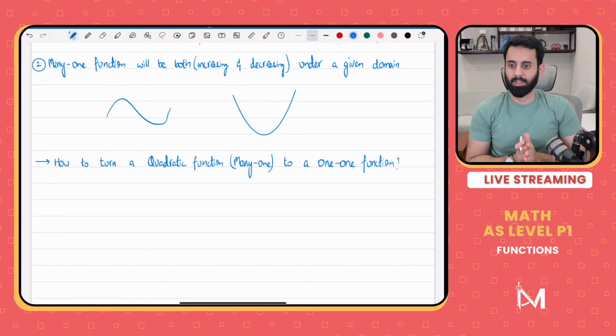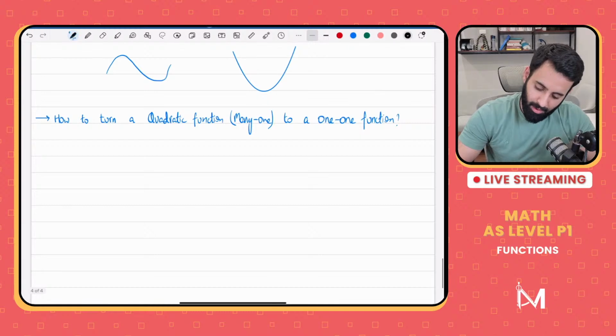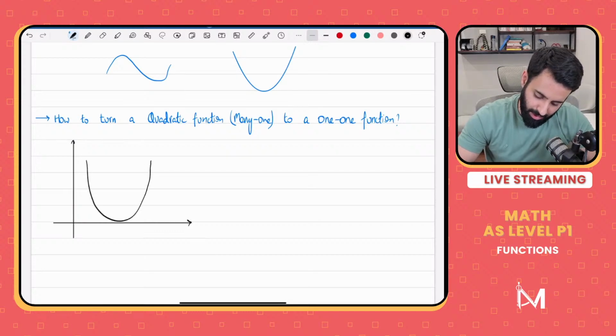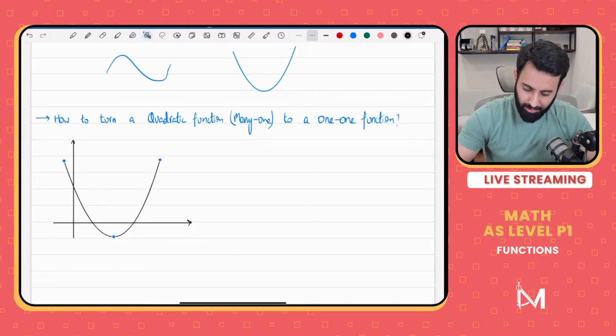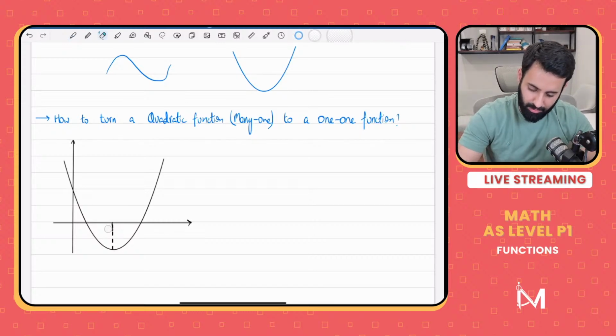Let's see how we can turn a quadratic function, which by default is a many-to-one function, to a one-to-one function. So this is what a quadratic curve looks like. I'm sure we all are familiar with what a quadratic curve looks like. So you can see by default, it's a many-to-one function. Why? Because it's decreasing as well as increasing. So if I ask you to suggest a domain according to which this becomes a one-to-one function, can you do that? Let's see if you guys can do that. And this, by the way, h is the x coordinate of the turning point.